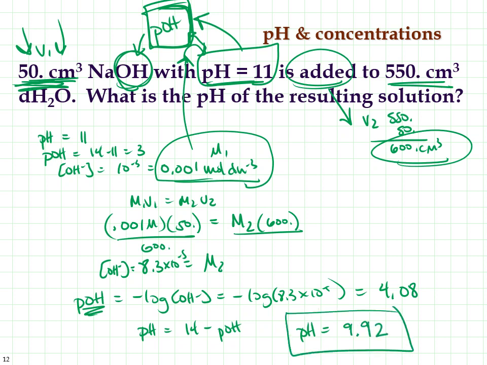9.92. And this makes sense because I had a super strong base of pH 11 and I diluted it with water, so it is not as concentrated a base, which means that my pH should get closer to 7, and it did. We went from 11 down to 9.92, which is closer to 7. We did it!